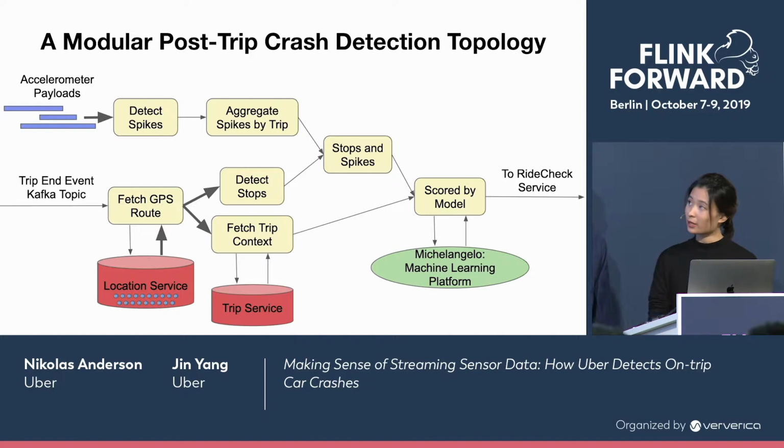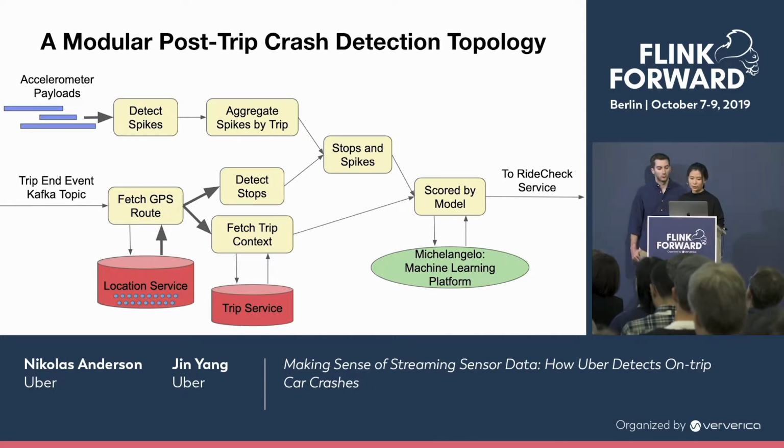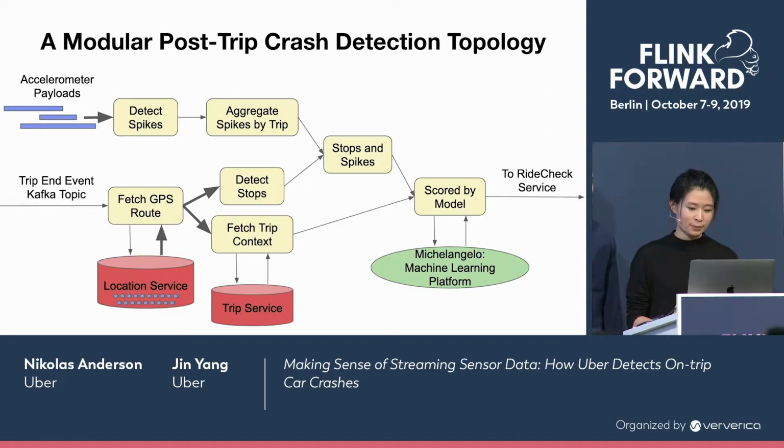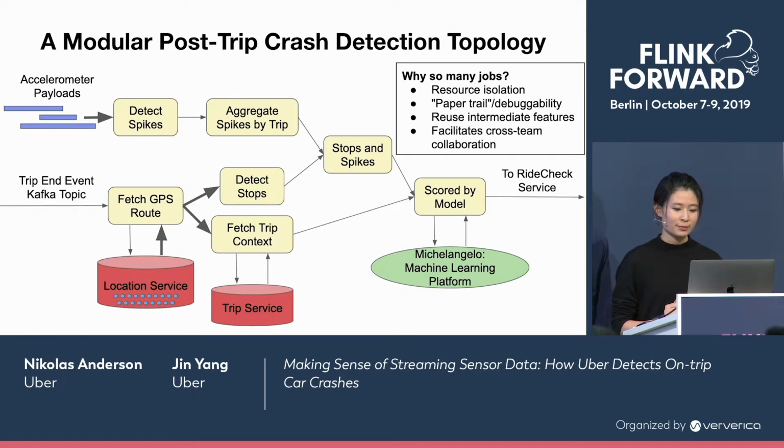So this is a lightweight modular topology of our first iteration detection. You can see that there are a lot of jobs, and the reason for these many jobs is resource isolation and debuggability, which are obvious. And more importantly, we were hoping that with all these features that we extracted, intended to feed our machine learning model, we could reuse these features with other teams who are also doing similar efforts within Uber.